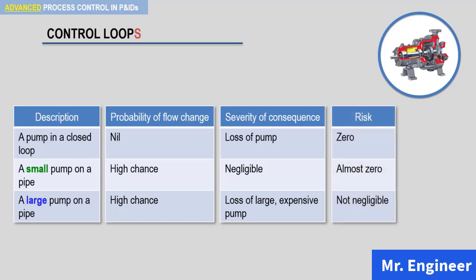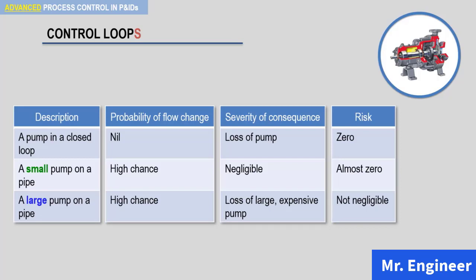And here you can see the risk related to each case. In case number 1, the risk is 0. In case number 2, it is almost 0. And finally, in case number 3, it is not negligible because you will lose a large expensive pump.